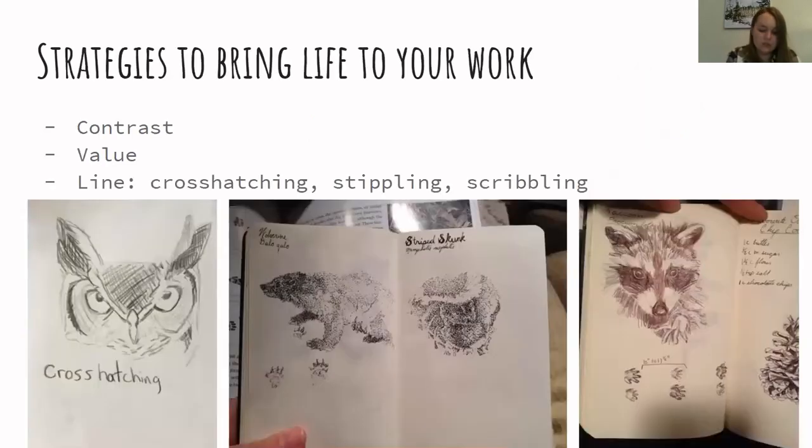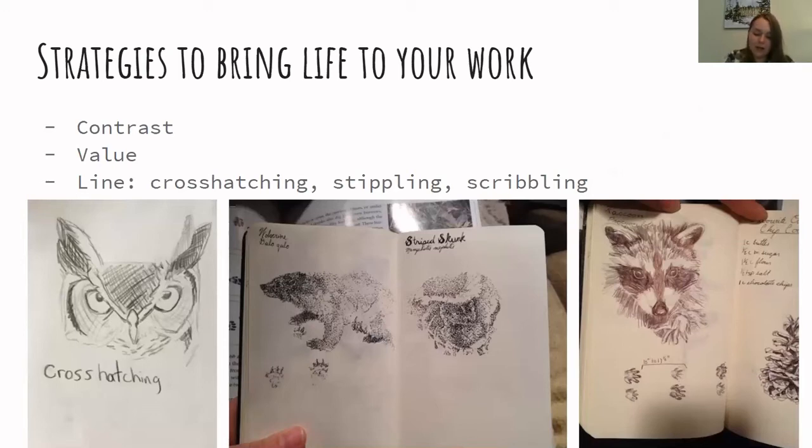All right, so now I'm going to go over some strategies you can use to bring your work to life. Once you have the proportion and general shape of your image down, there are certain principles you can use to really help bring your image to life. Value is the relative lightness or darkness of a color, whereas contrast separates different features. Let me explain that a bit more.